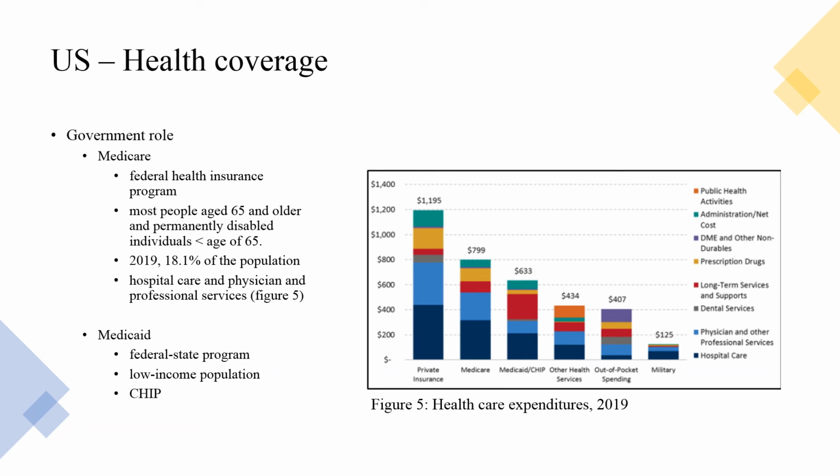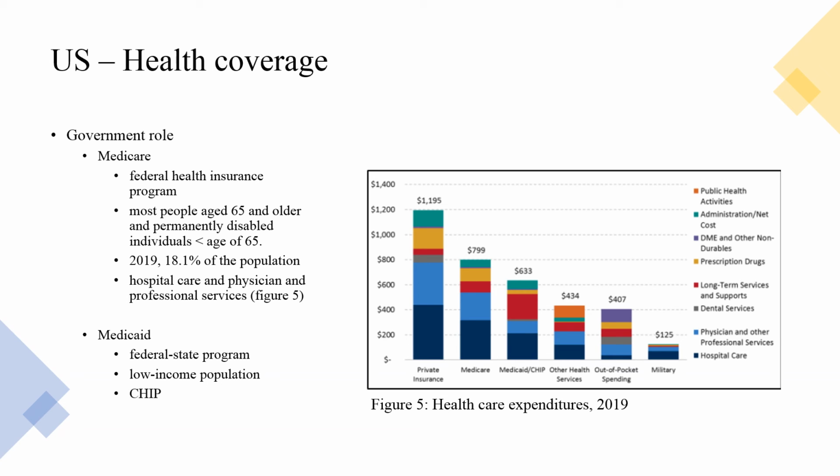So this shows the healthcare coverage. What does the government offer? You have Medicare, which is a federal health insurance program. It pays for healthcare services for people over 65 years old and some with disabilities. In 2019, about 58 million were enrolled in Medicare, which accounted for about $799 billion.